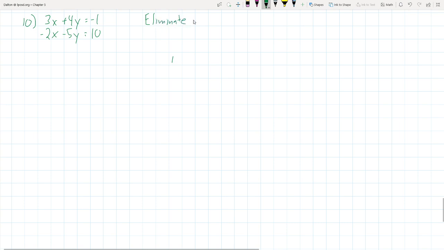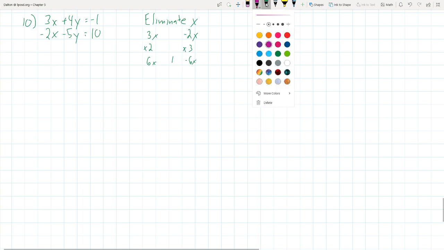So I'm going to eliminate x. So I have 3x and I have negative 2x. And what I want them to be is kind of two different things. The easiest way, quote unquote, to do this is to multiply by the absolute values of each other, so that they wind up being at the same place. So I'm going to multiply this one by 2 and this one by 3. And what that does is 3 times 2 is 6x. We're going to wind up at 6x and negative 6x.